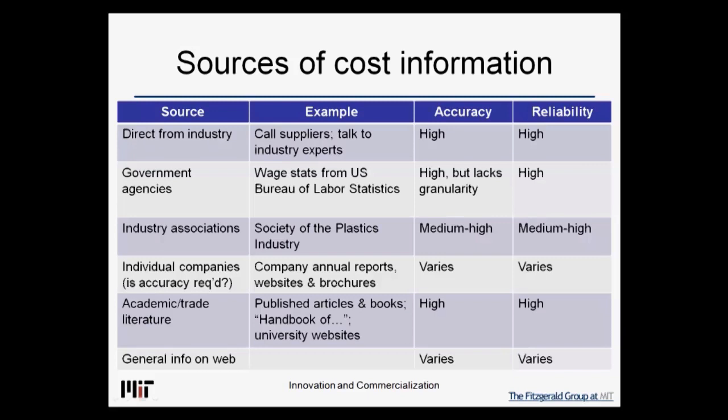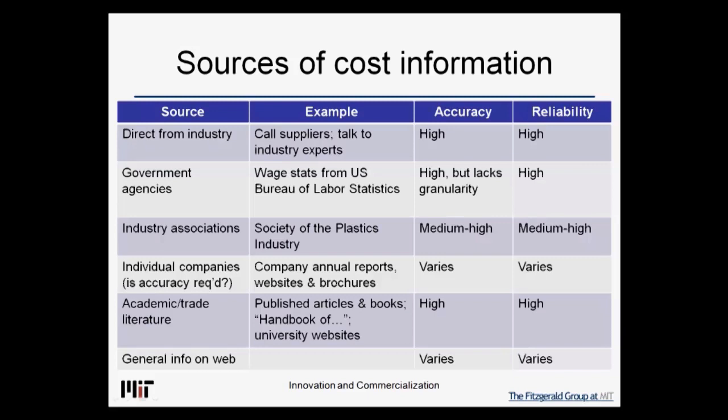calculating an average. Sometimes you'll need to cost a material or component that isn't sold presently on the market today. If that's the case, you're going to need to talk to industry experts or somebody with manufacturing knowledge of the industry in question. Other authoritative, or at least semi-authoritative, sources of cost information include government agencies, industry associations, and individual companies.